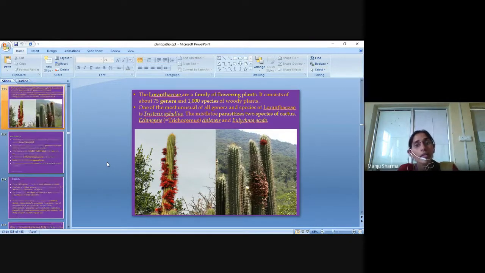Here, the Loranthaceae are a family of flowering plants. It consists of about 75 genera and a thousand species of woody plants. One of the most unusual of all genera and species of Loranthaceae is Tristerix aphyllus. This mistletoe parasitizes two species of cactus, Trichocereus and Echinopsis.